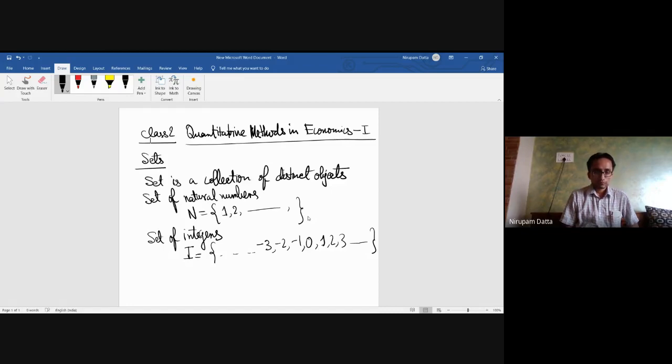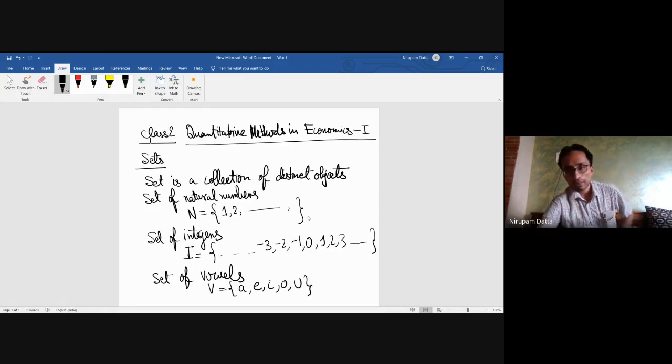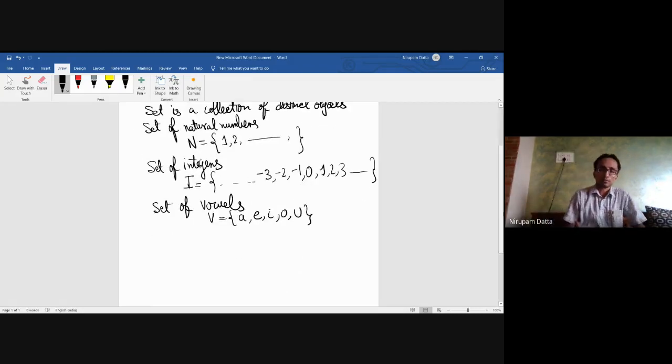Then you can have a set of vowels. What is a set of vowels? A, E, I, O, U. Whenever you write the elements of a set, or the distinct objects of a set, you separate them by commas. So we now have a fair idea about what a set is to begin with.